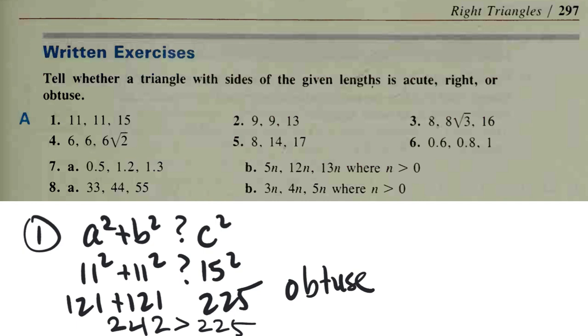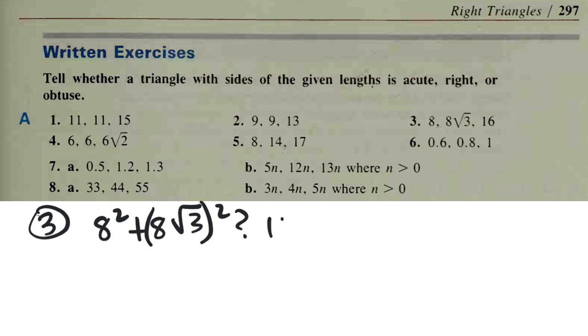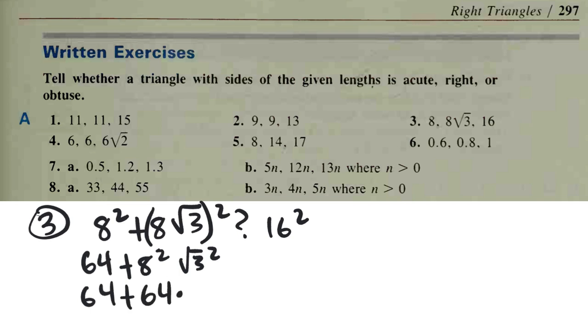Okay, let me grab another one. How about number 3? Number 3, that is 8 squared, I'm going to square them all, plus 8 rad 3, and that has to be squared. And how does that compare to 16 squared? So 8 squared is 64. 8 rad 3 squared is 8 squared, which is 64, times the square root of 3 squared, which is 3.